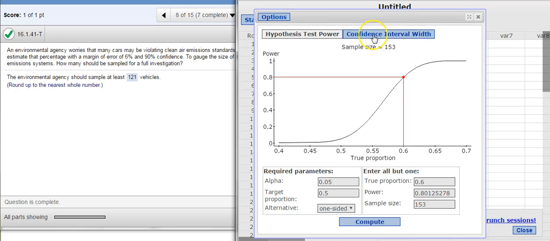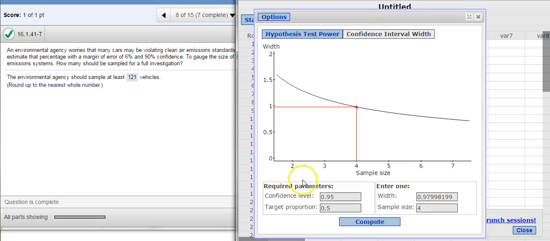Under here, you click on confidence interval width. There are 4 boxes here. You need to fill in 3 of those boxes in order to get the fourth one. In this case, we're asking for the sample size. So we need to know what the width is, what the confidence level is, and what the target proportion is.